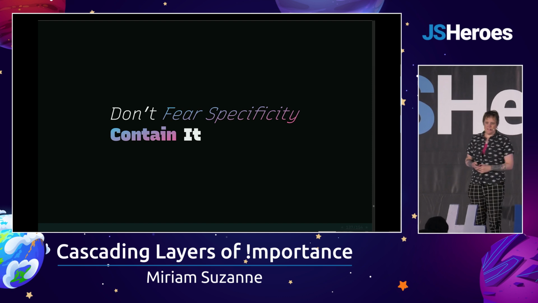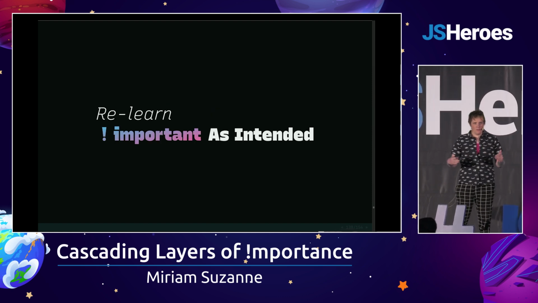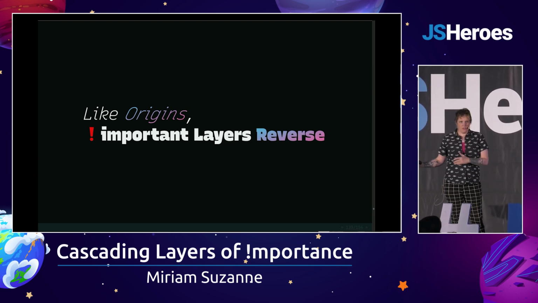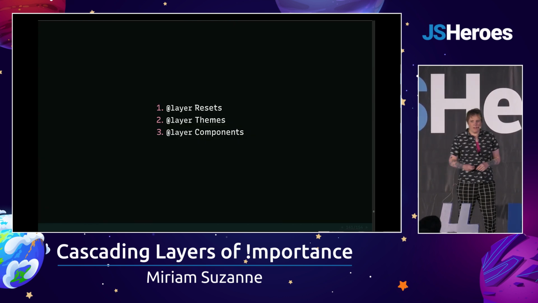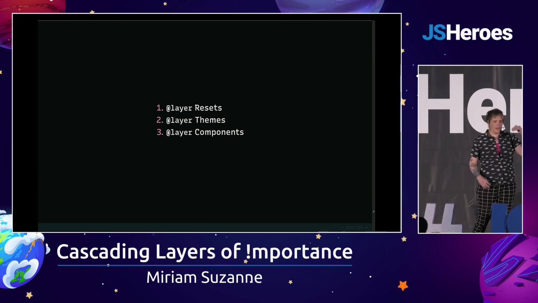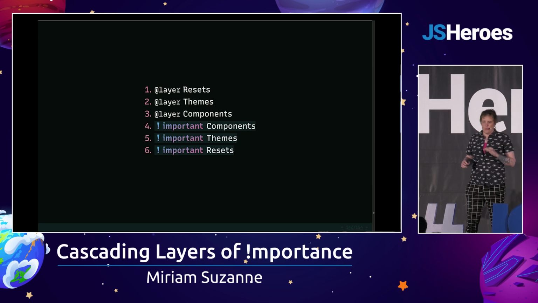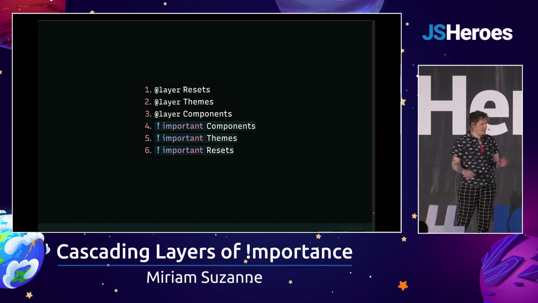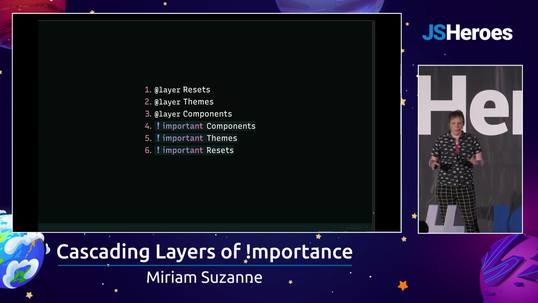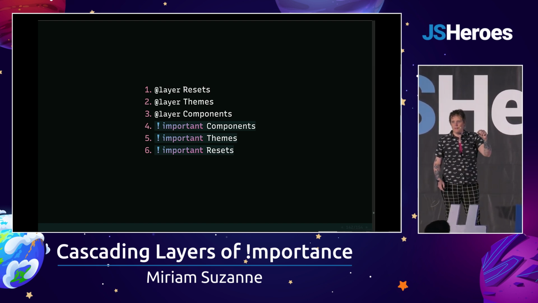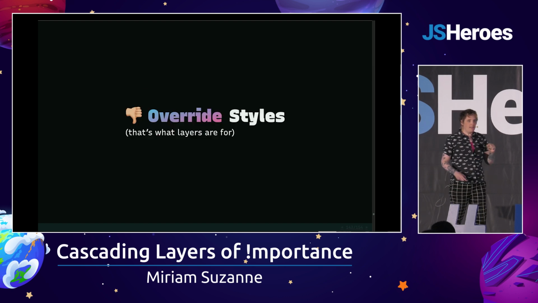Don't fear specificity, contain it. And then relearn importance as intended too, because like origins, importance reverses the layers. So again, we're trying to bring balance. If we have 3 layers, resets, and then themes and components, components are overriding themes and resets, and then we add importance in them, we get layers reversed. It's the same as origins, and it's going to take some relearning, but this is what importance does. So that means we can put something in a reset that is really important, and we won't be able to override it later, and that's the goal.